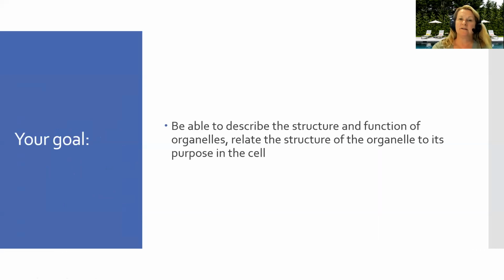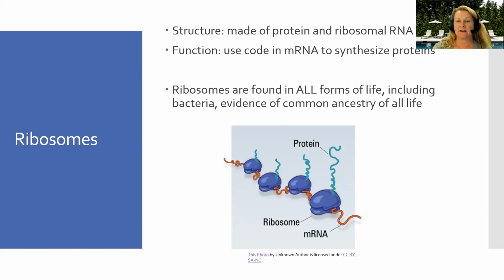All right, so let's start small and let's start talking about ribosomes. Now, ribosomes are structures that are made of protein and ribosomal RNA or rRNA. There are no membranes in ribosomes. Ribosomes are the only organelle in the cell that don't have membranes. Their function, of course, is to use the code in mRNA to manufacture proteins.